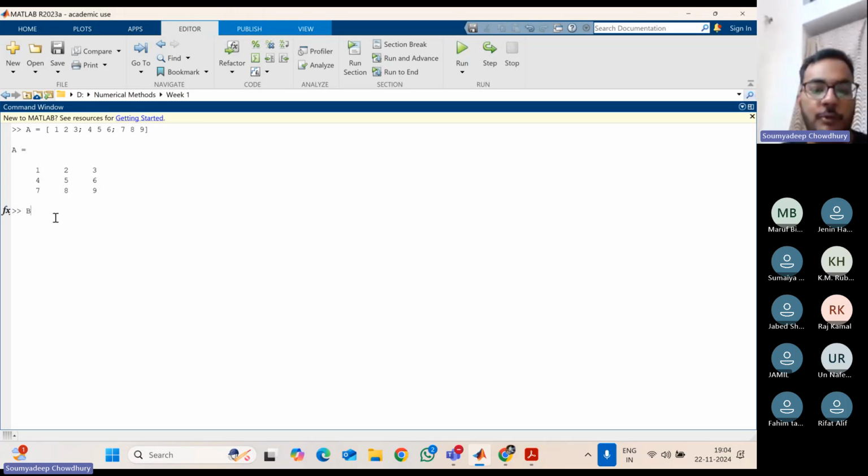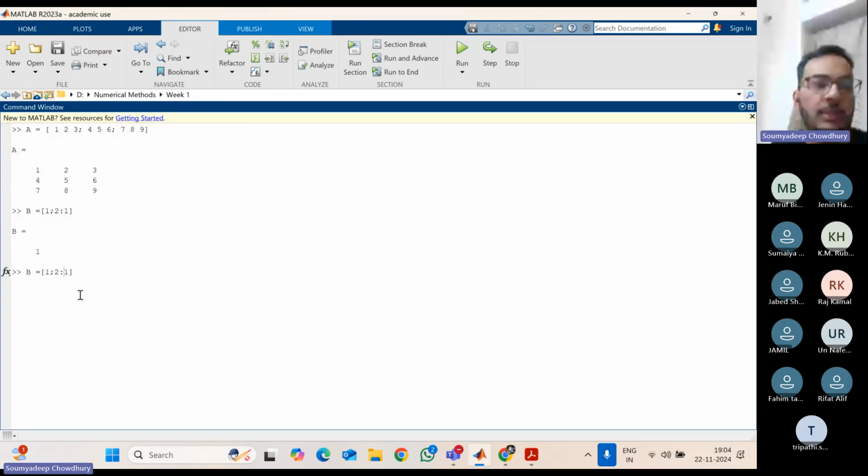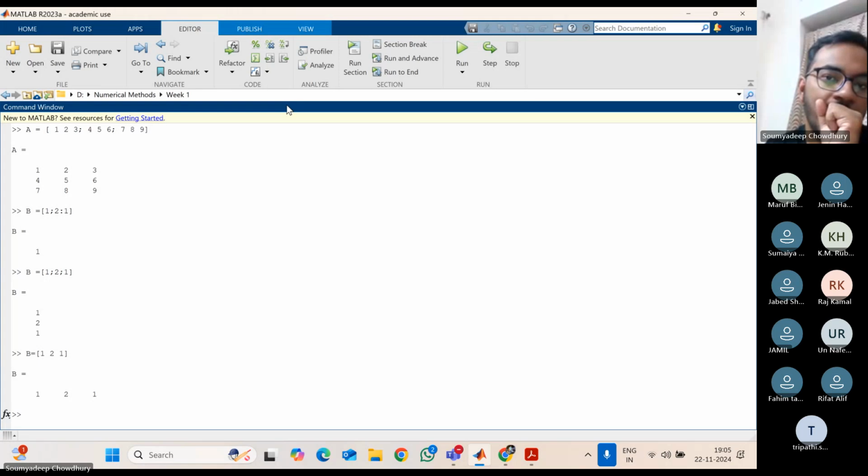Then suppose a row matrix, if you want to enter, I'll use a colon. So it is 1 2 1. If I want to mention along the row, I'll just write 1 2 1. Then it will be a row matrix. Is the way of representation of the matrix in MATLAB clear? Yes, sir.